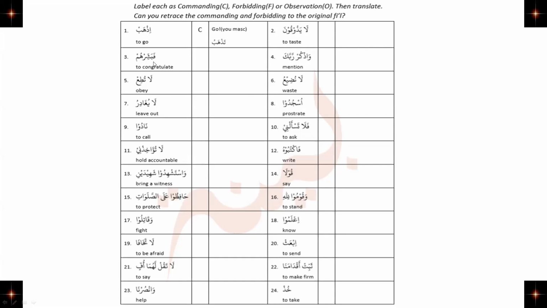Okay. Fabashir. You can see the jazm. Fabashir. So the fa is atifa. Bashir is a command, so it's a C. And the fi'l mudari of that one is normal. You say tubashiru. Anta tubashiru.